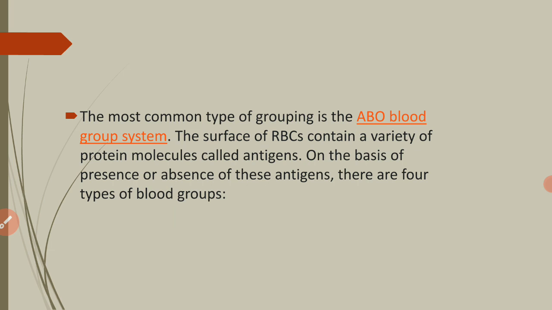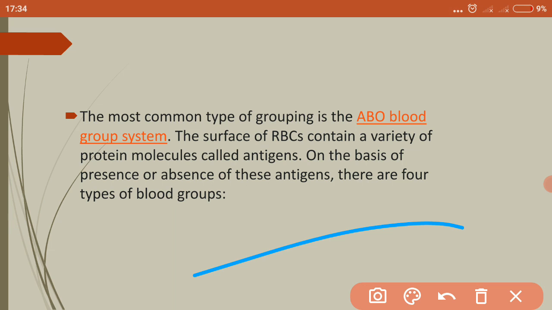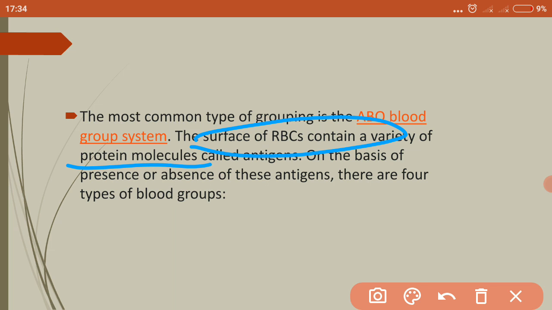On the basis of a protein molecule which is present over the surface of RBCs. The surface of RBCs contains a variety of protein molecules, and these protein molecules are called antigens. Now, on the basis of the presence or absence of these antigens, there are four types of blood groups.